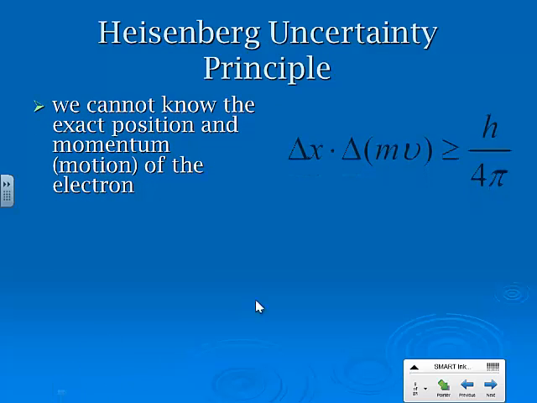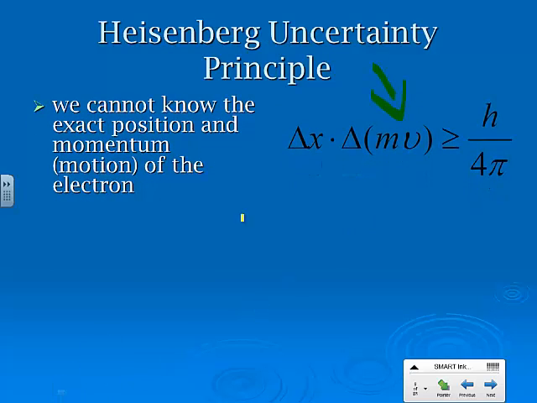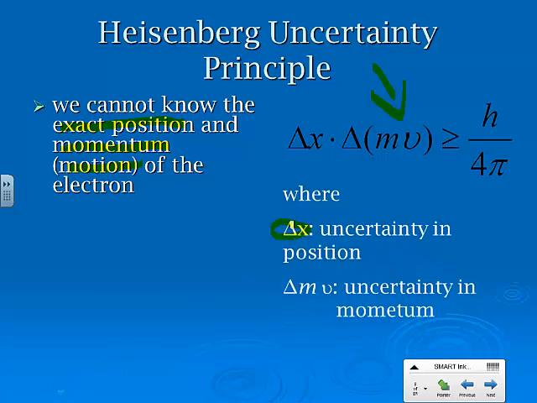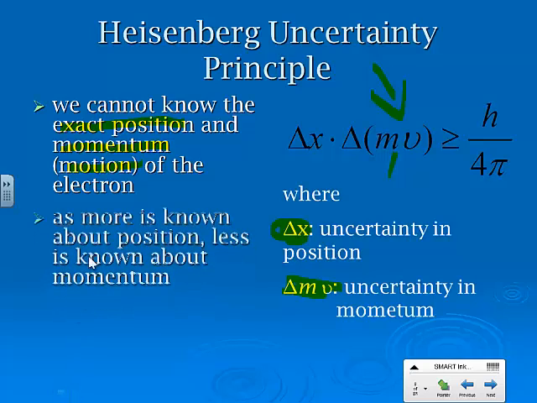Alright, Heisenberg uncertainty principle. Here's his ugly math. Again, I'm not going to make you do any math with it, I'm just showing it to you. Remember, he said we cannot know the exact position and momentum, or motion, of an electron at the same time. Delta X is what's called the uncertainty. This is our uncertainty in momentum. Here the M is standing for momentum and not mass.